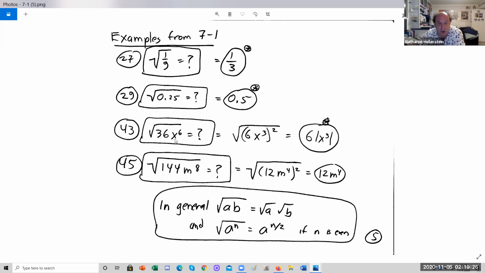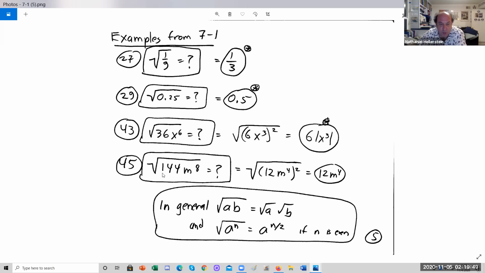Here we have the square root of 36x to the 6th. Now we can rewrite this. 36x to the 6th is the square of 6x cubed. That's because 36 is 6 squared, and x to the 6th is x cubed squared. And then the square root and the square cancel out, and you get 6 absolute value of x cubed. I'll put in absolute value because x cubed could be negative.